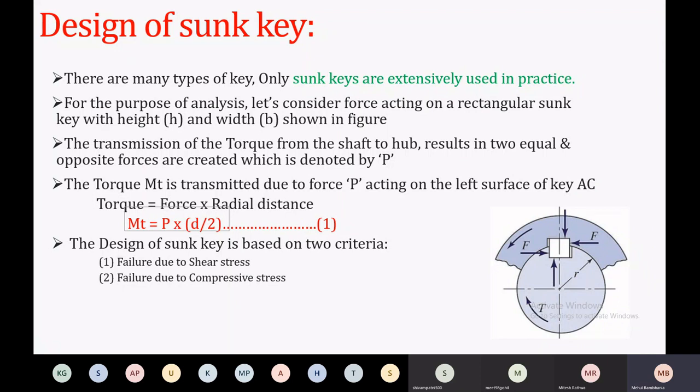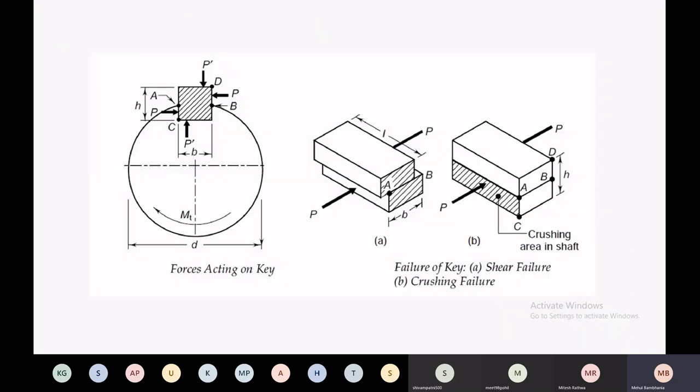Now when you wish to transmit this much torque, we need to understand the fundamentals of how the material will fail. When it is a sunk key, the failure will occur due to two different possibilities. This is the detailed diagram in which we need to transmit a torque M subscript t. That torque will be transmitted through this key.